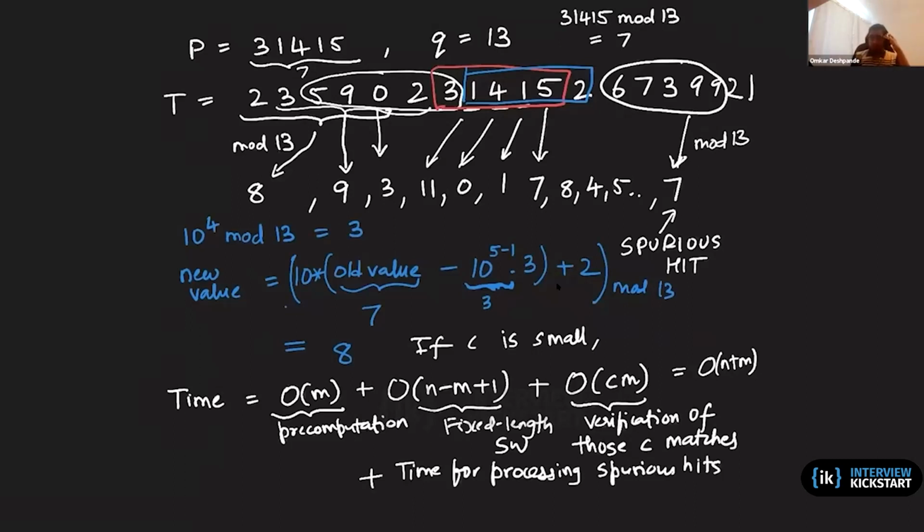So we are going to take order m time for each spurious hit. Right? So the question is, how many spurious hits will there be? Now there are in total how many windows do we have? N minus m plus 1 windows. If we just argue at a very high level that each of those windows, each of those values is likely to be mapped to some random value in the range from 0 to k minus 1.